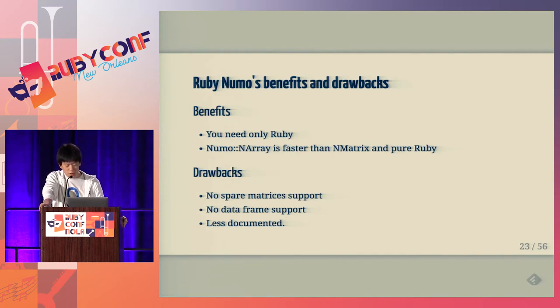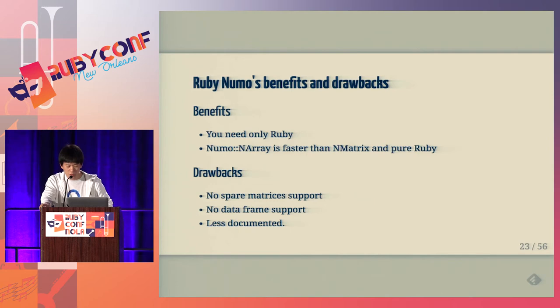Ruby Numo has some benefits and drawbacks. Like SciRuby, you only need Ruby for using Ruby Numo. And Numo NArray is faster than NMatrix and pure Ruby. So in my opinion, it is the best library for manipulating in-memory numerical tensor data on CPUs.